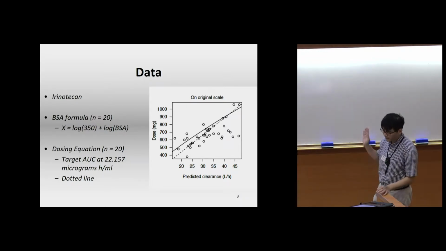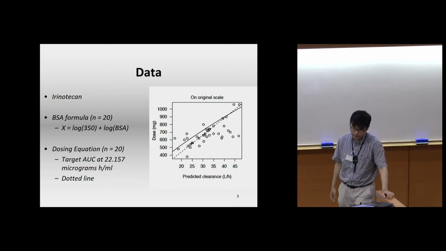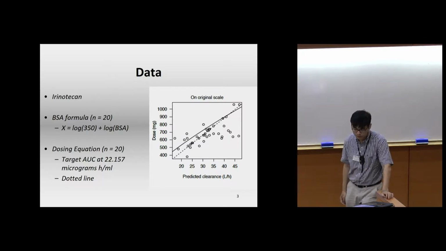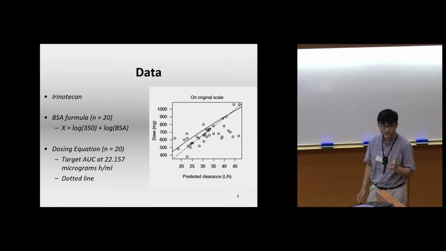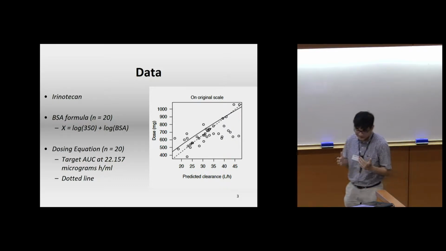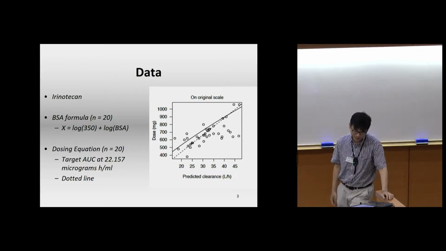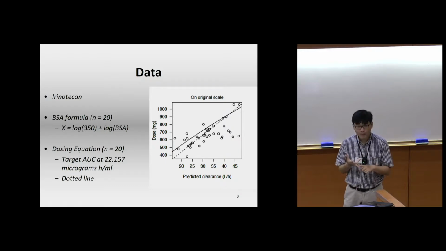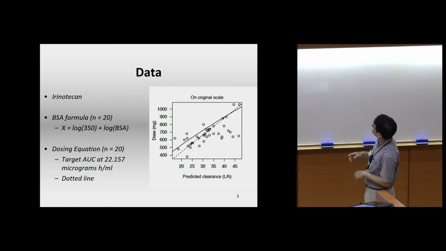The x-axis indicates the biomarker, which I call predicted clearance. If you believe the single compartment model in PK theory, the target of this dosing algorithm is to dose a patient so that they'll achieve a target AUC of the drug concentration at 22.157. I don't know where this number came from, but this is something that they aimed at in the trial. And if you believe that the single compartment model is correct, that the predicted drug clearance is a perfect biomarker for the actual clearance, then we should treat patients according to the dotted line.